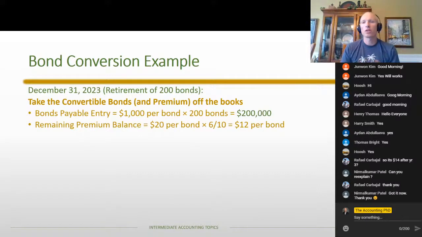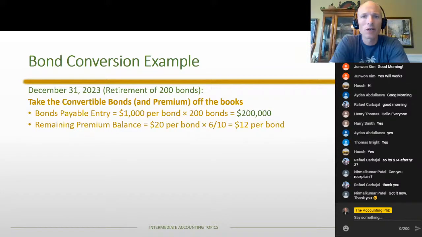Again, the other way to think about it is, well, we amortized $2 each year for 2020, 2021, 2022, and now 2023. So there would have been 4 years of amortization at $2 per year, means that total amortization of the premium would have been $8. And so given the original $20 balance, we subtract the $8 of amortization, which means the remaining balance as of the time of this retirement would have been $12 per bond.